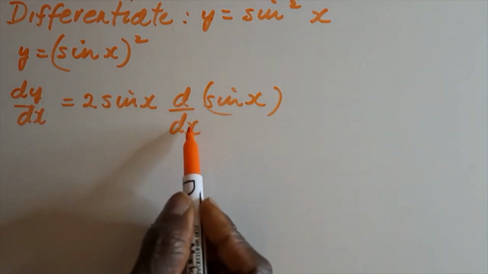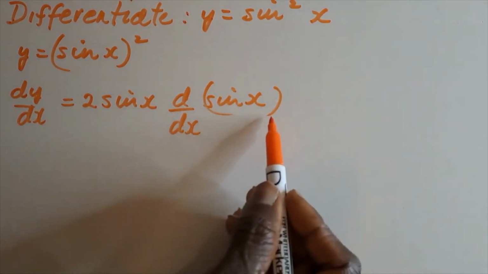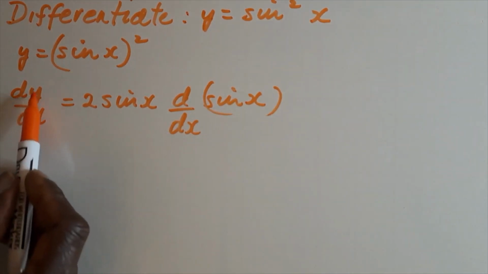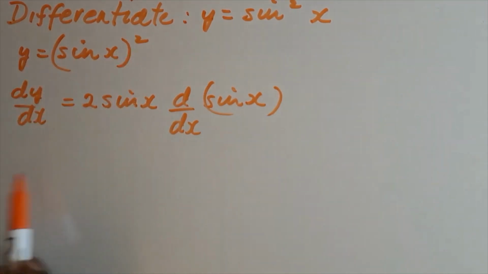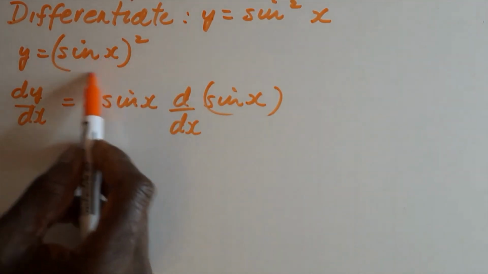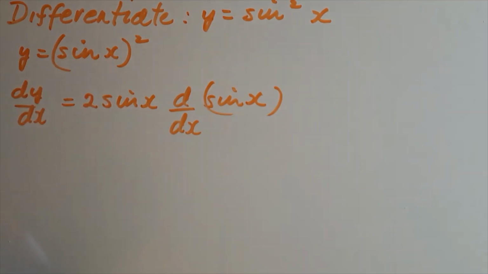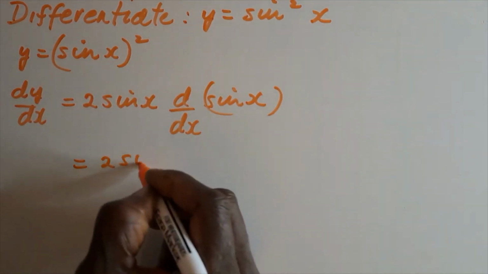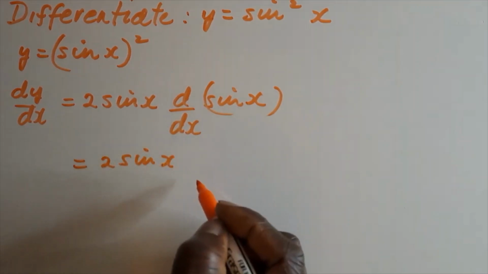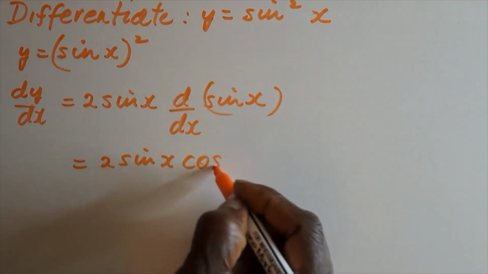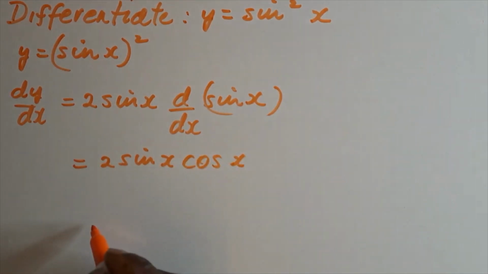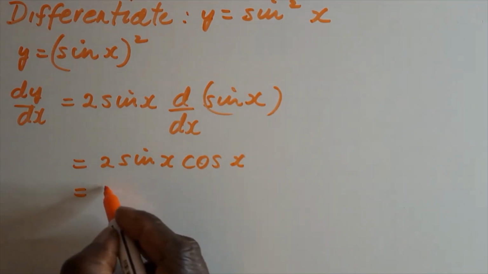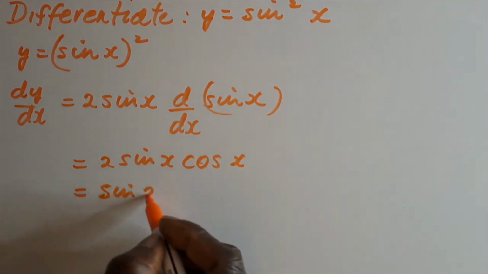Remember, this is an operator operating on whatever function it is. Here d dx is operating on y, which is all of it. Here now we're dealing with what's inside the brackets, a function of a function. And this now is equal to 2 sine x cosine x. Incidentally, this can be written as sine 2x.